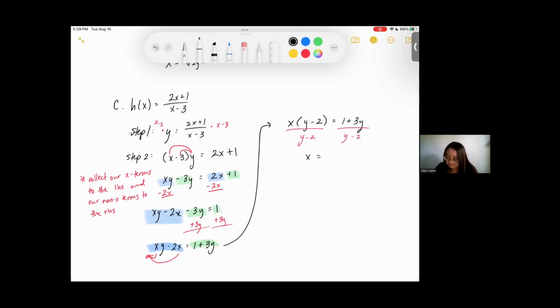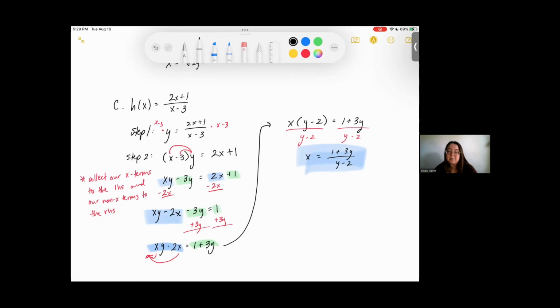So now we get x is equal to 1 plus 3y divided by y minus 2. Now we see that x is isolated. It is by itself. We're going to highlight that in blue. We're not quite done, but we want to congratulate ourselves a little bit here. So we have that x is equal to 1 plus 3y divided by y minus 2.